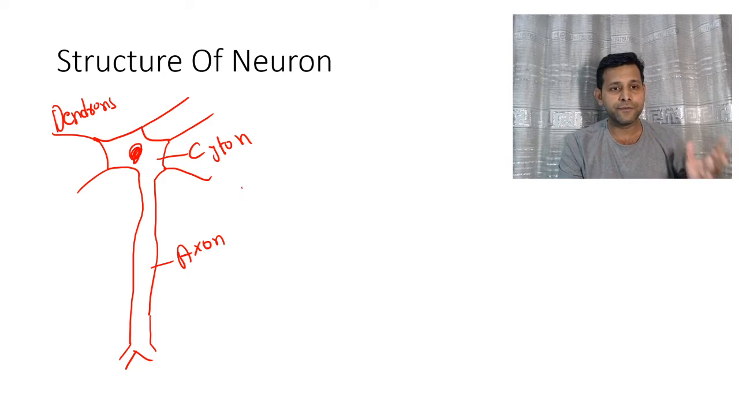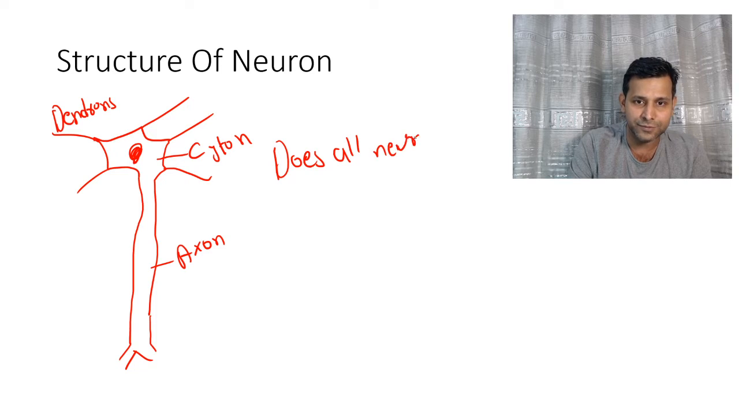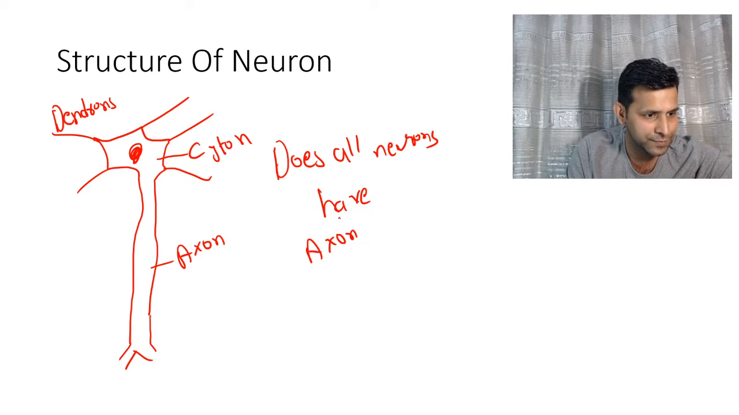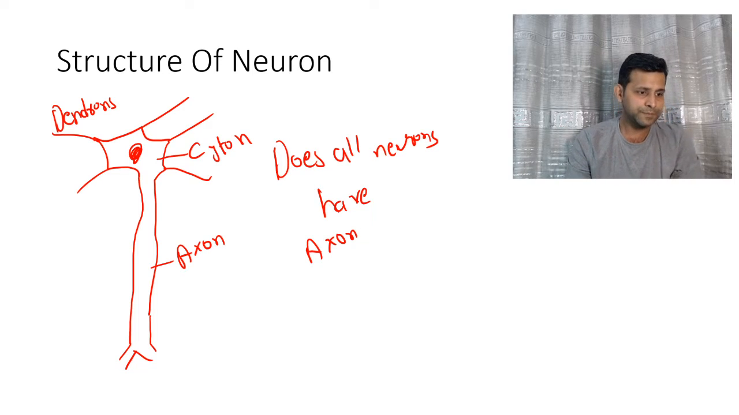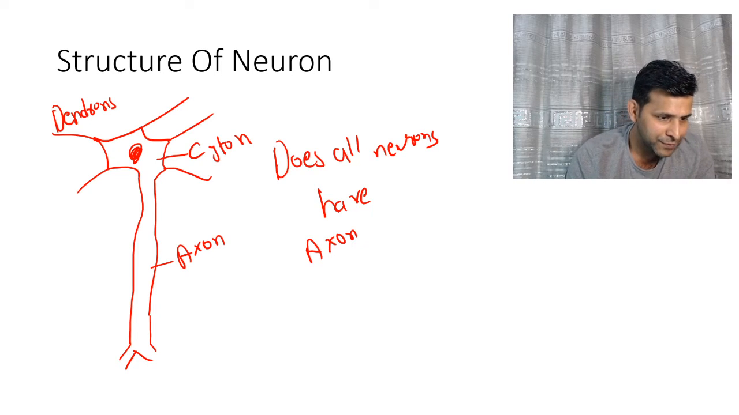Now, is it really true that all the neurons should have axon? My question is for all the students in the group: does all neurons have axon? Yes, does all neurons have axons? I am unable to see my video, just hang on for a second. For the students in the group, does all the neurons have axon here? Great. Yes.